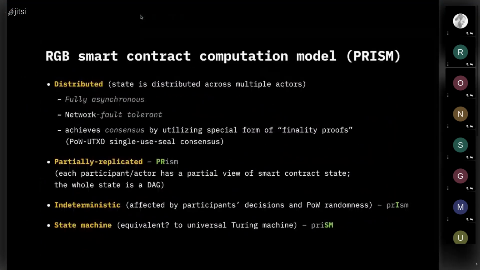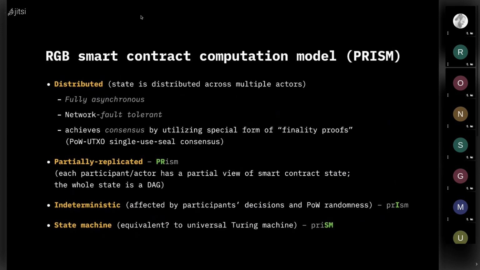So we need to specify it and narrow it down. Unlike, for instance, state channels, it is a fully asynchronous system, because state channels were synchronous. It is because of that it is network fault tolerant, and it achieves consensus by utilizing a special form of finality proofs using single-use seals coming from proof of work consensus of the underlying Bitcoin blockchain. So that's the definition of the distributed part of RGB computing.